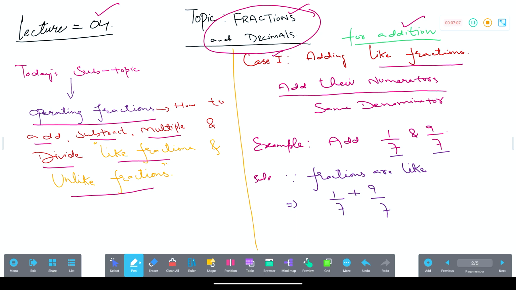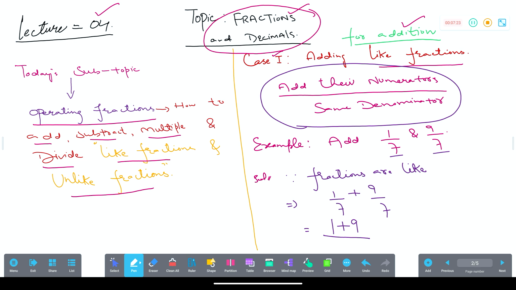Now you can clearly see this will be equal to, I have told you when you have to add the like fractions, you have to add their numerators. What is the numerator there? In the first fraction 1 plus 9, and the whole divided by the same denominator, that is 7. So this is equal to 9 plus 1 is 10 divided by 7. So this is the final answer of it. 10 by 7 is the final answer.